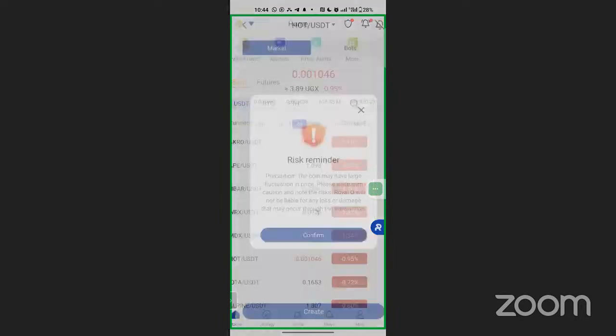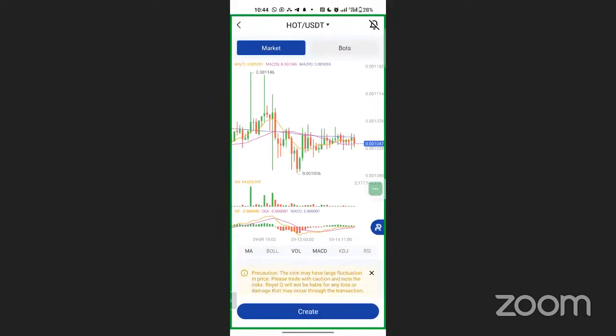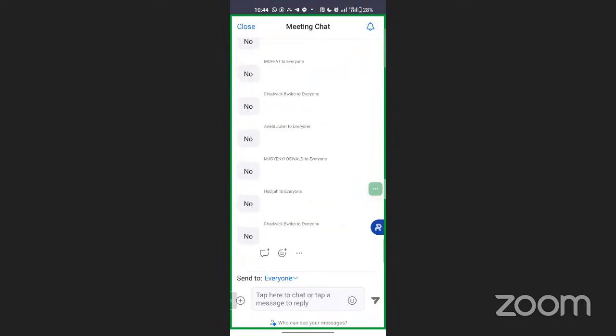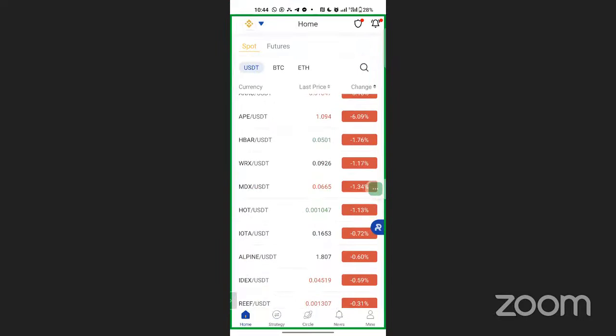HOT, 4-hour time frame. Does HOT qualify to be traded now? Give me an answer in the chat. Thank you so much. Let's go to another coin.